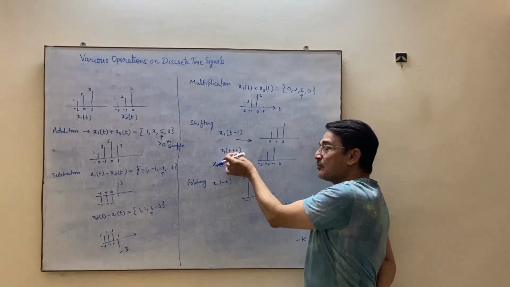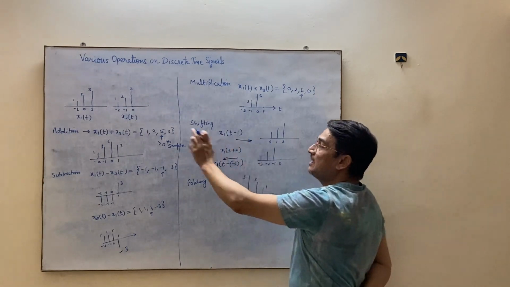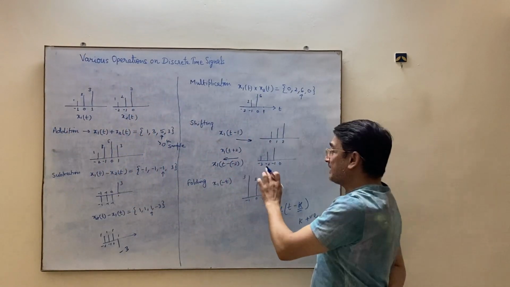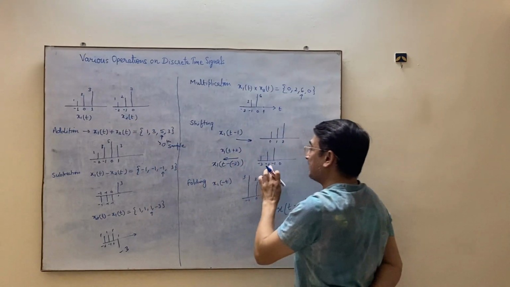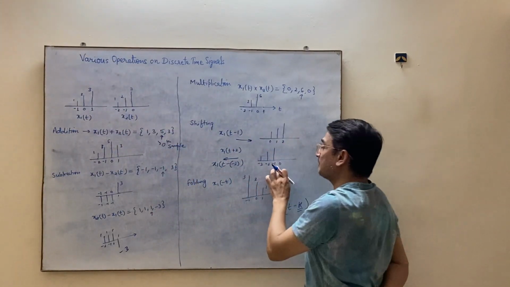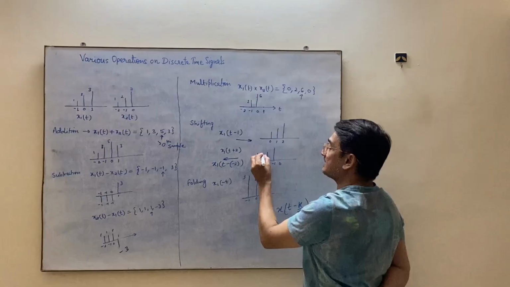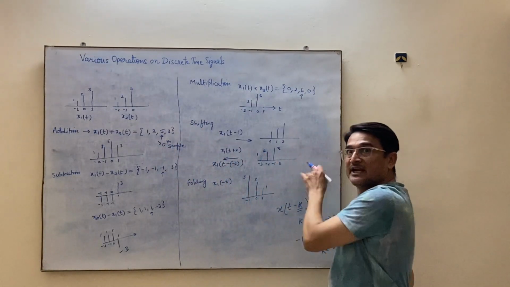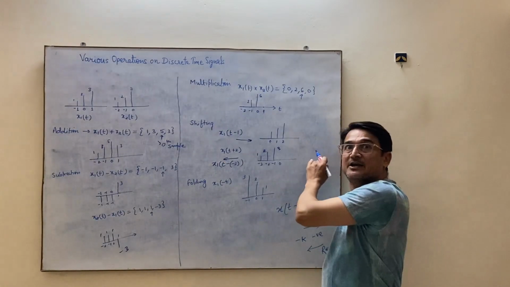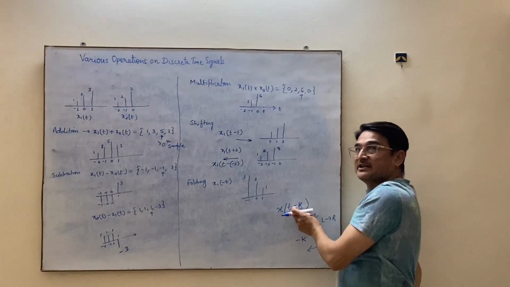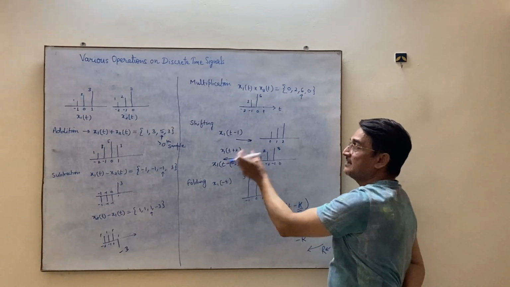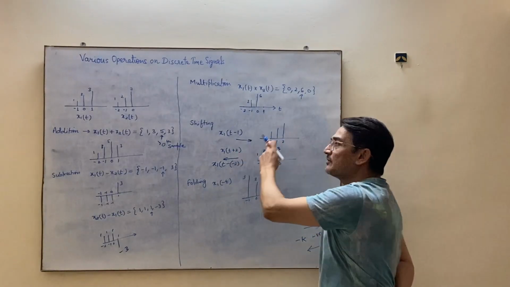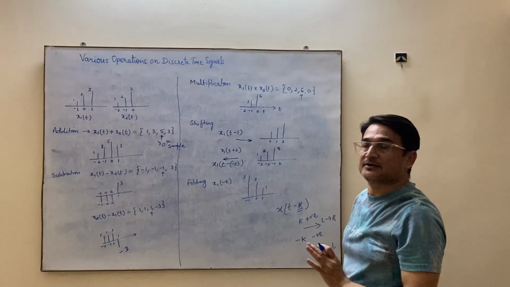So right to left by how much? 2 samples. So the sample which existed at minus 1 now will be existing at t is equal to minus 3, 0 will be existing at minus 2 and 1 will be existing at minus 1. The values will remain the same, which is 1, 2 and 3. So this is the shifting operation from left to right and right to left. Left to right means k is positive, right to left means k is negative. This thing you must keep in your mind because this operation will be there throughout the subject.